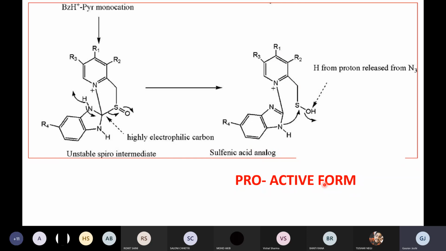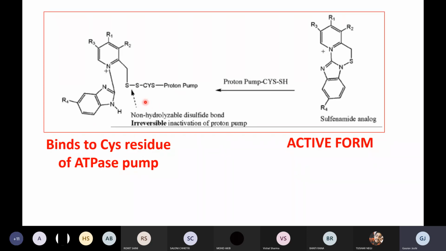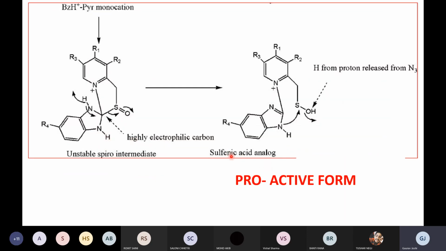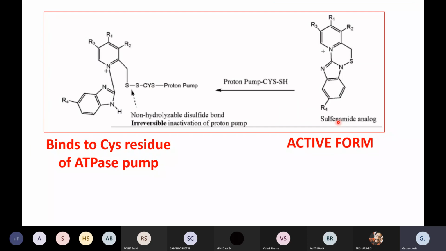So this is the active form, right? From this sulfenic acid, what will form? This sulfenic acid will then bind to the cysteine. Importantly, it binds to cysteine 813, which is present in the proton pump, right? Basically, the sulfhydryl or sulfur group will be binding to the cysteine. So basically this sulfenic acid is converting to the sulfenamide analog.